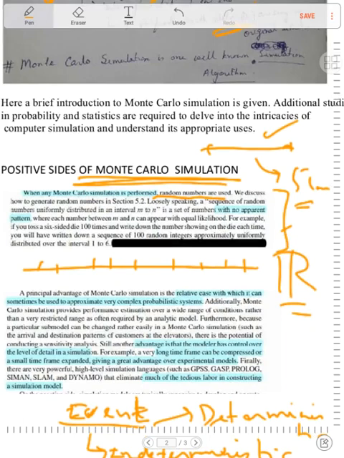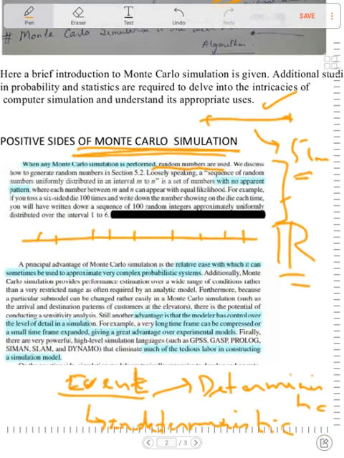Now some of the advantages. The principal advantage of Monte Carlo simulation is the relative ease with which it can sometimes be used to approximate very complex probabilistic systems. That I already said, very complicated real life situations can be tackled if you are able to design a very specific mathematical model. Monte Carlo simulation gives some positive attitude in that respect.